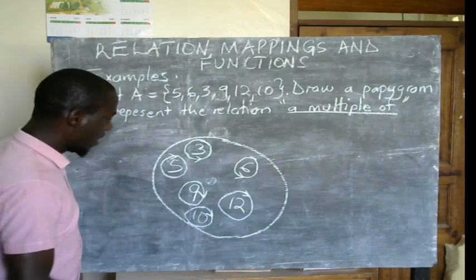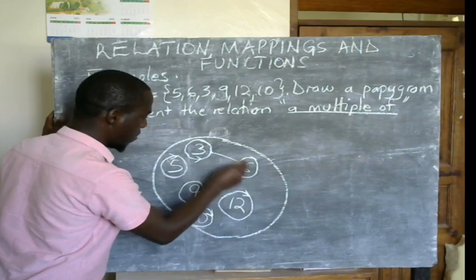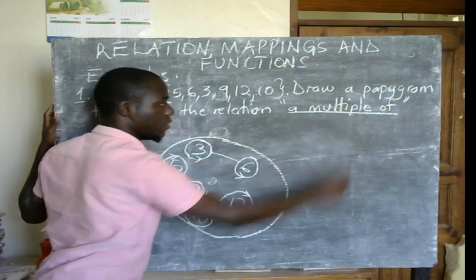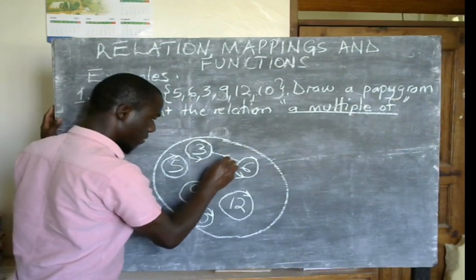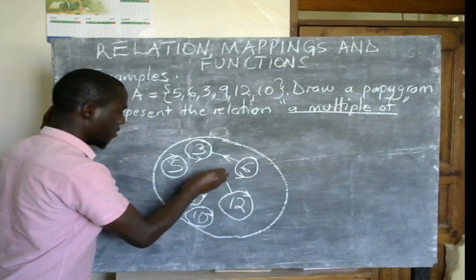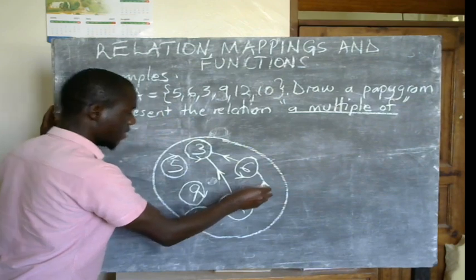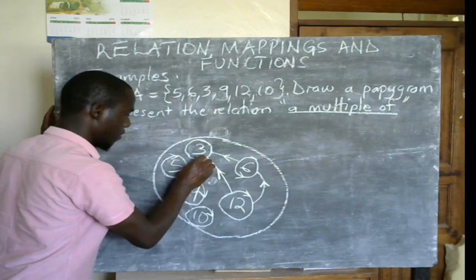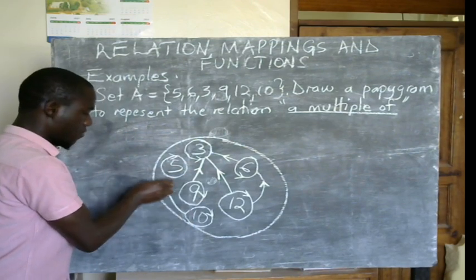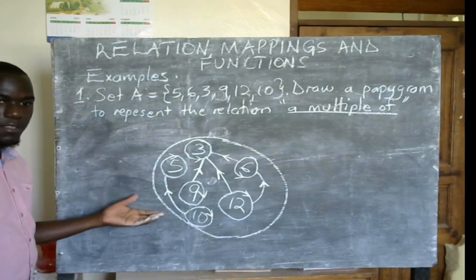Then now I check, 6 is a multiple of 3. I draw that arrow there. 6 is a multiple of 3, so I need to show the direction of the arrow to fulfill the relation. So 6 is a multiple of 3 right there. I go to 12. 12 is a multiple of 3 there. 12 is a multiple of 6 there. 9 is a multiple of 3 there. Then there is also 10 is a multiple of 5. I do that there. So this is what we call a papygram.